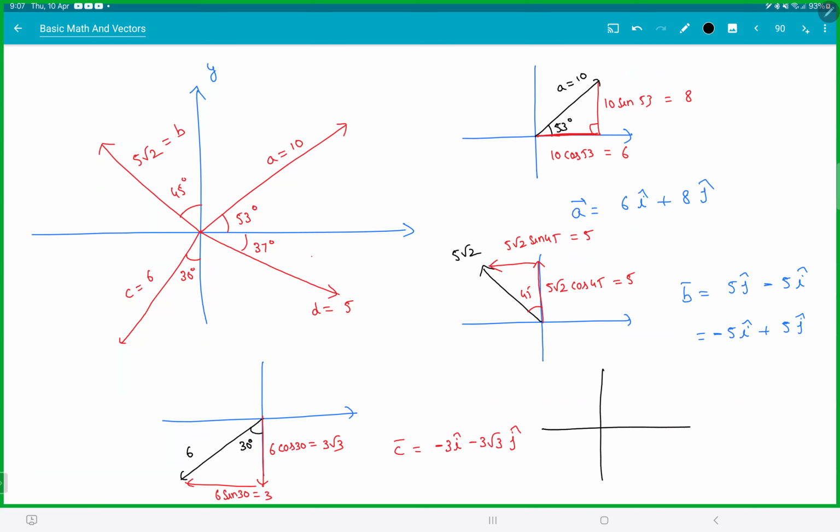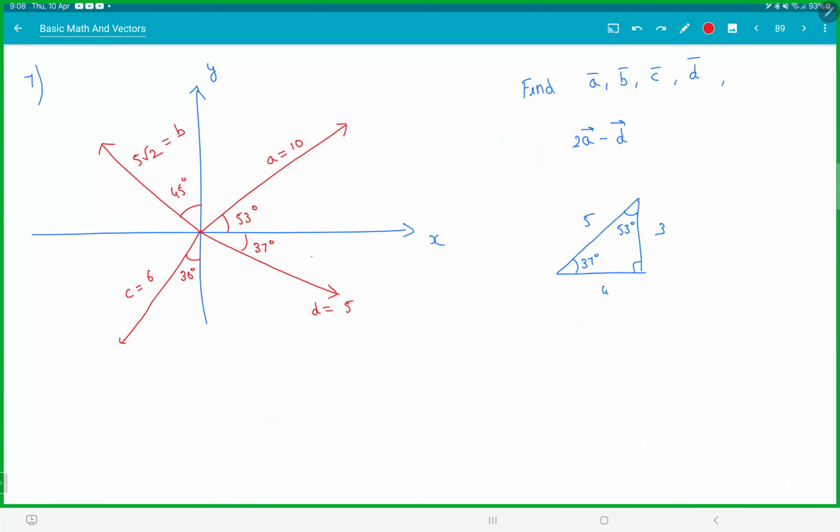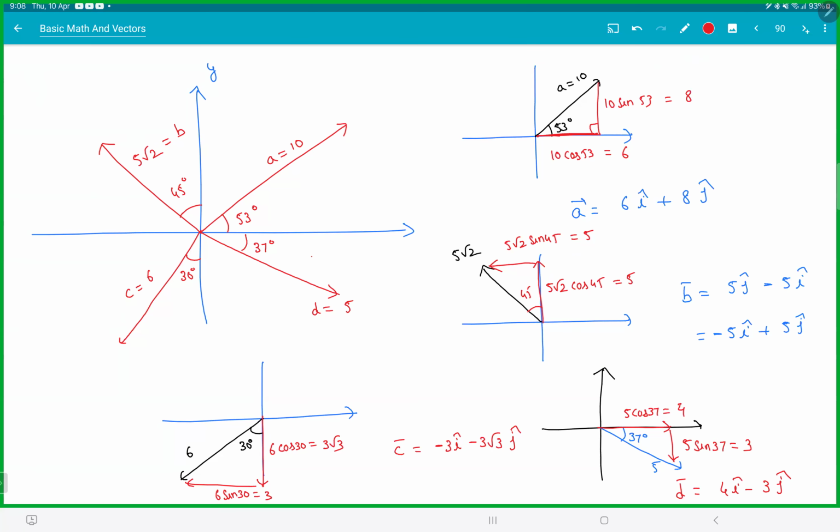What about D? So this is 5 and this is 37. So how do you reach there? I'll go straight along x-axis, then I'll come down. This is 5 cos 37, which is 4 by 5. That is 4. This is 5 sin 37, which is 3. So what is D bar? 4 I cap minus 3 J cap. Easy, everyone. And what did I ask you? 2A minus D. So I'll just put 2A minus D and finish it off.